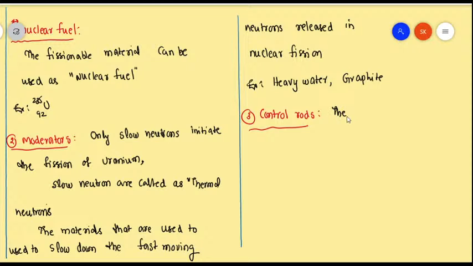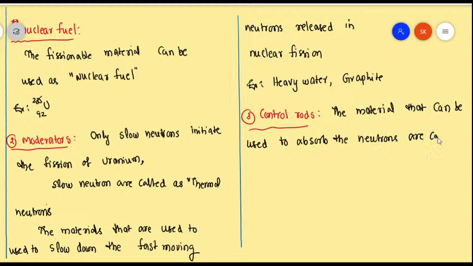For example, if you want to stop the chain reaction, how will you stop it? Can you write in the chat box? The material that can be used to absorb the neutrons is called a control rod. Control rods are used to absorb the neutrons.